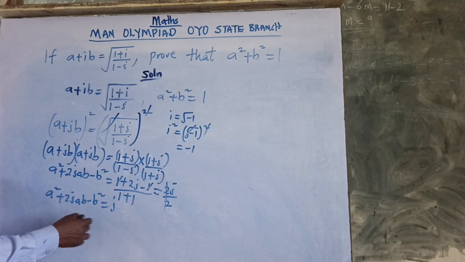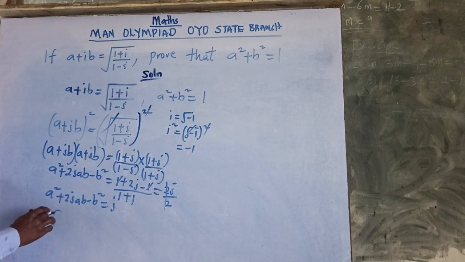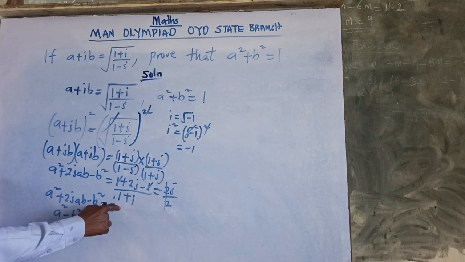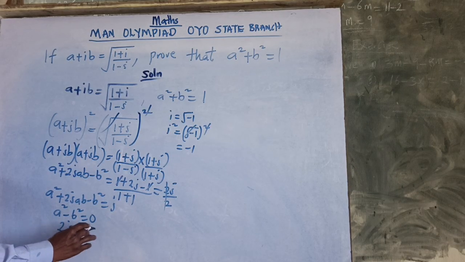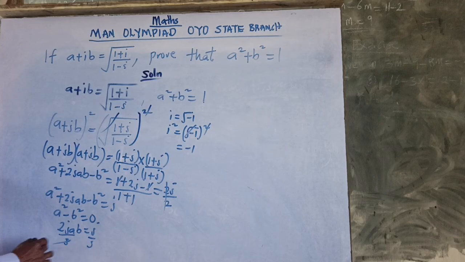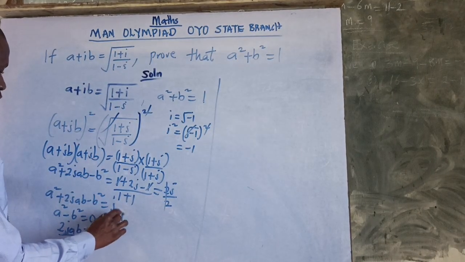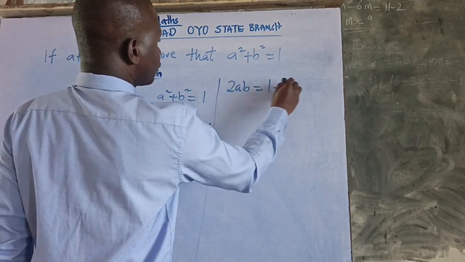So therefore, we are going to equate like terms on both sides. The terms in i will equate together, and the constant terms will equate together. That means a squared minus b squared equals 0, because there is no real term on the other side. Then the complex terms on both sides: 2iab equals i. When we divide both sides by i, it cancels out, so we have 2ab equals 1. Label the first one equation 1 and this one equation 2.